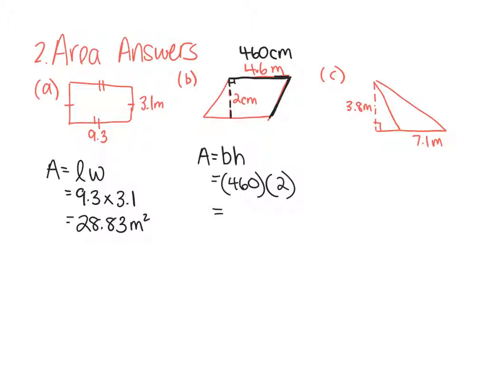And 460 times 2 is going to be 920 centimeters squared. Or you could have changed the centimeters into meters, and you could have made this like 0.02 meters. So you could have done it that way too.